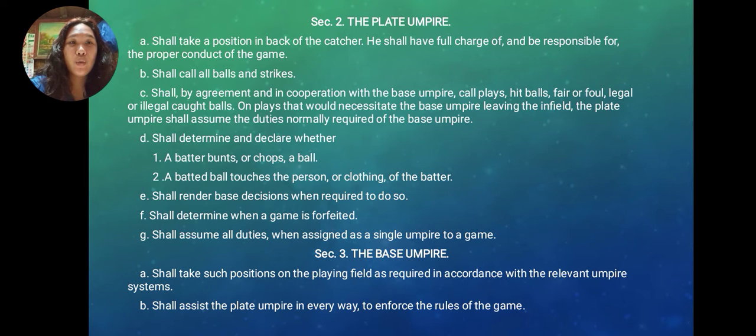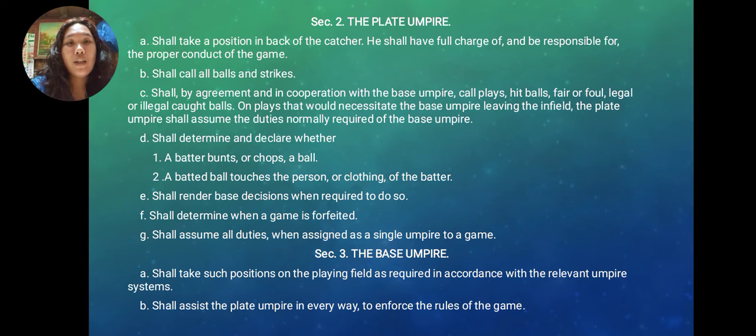So for section 2, the plate umpire. Letter A, shall take a position in back of the catcher. He shall have full charge of and be responsible for the proper conduct of the game. Letter B, shall call all balls and strikes.